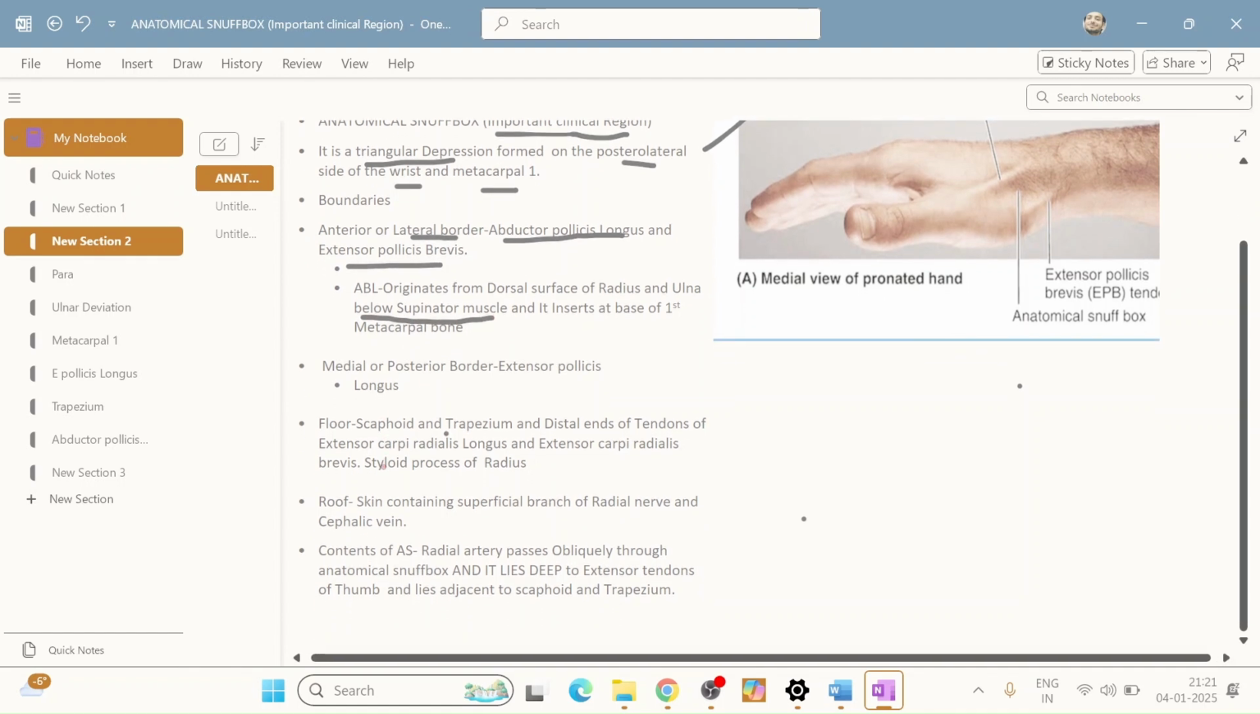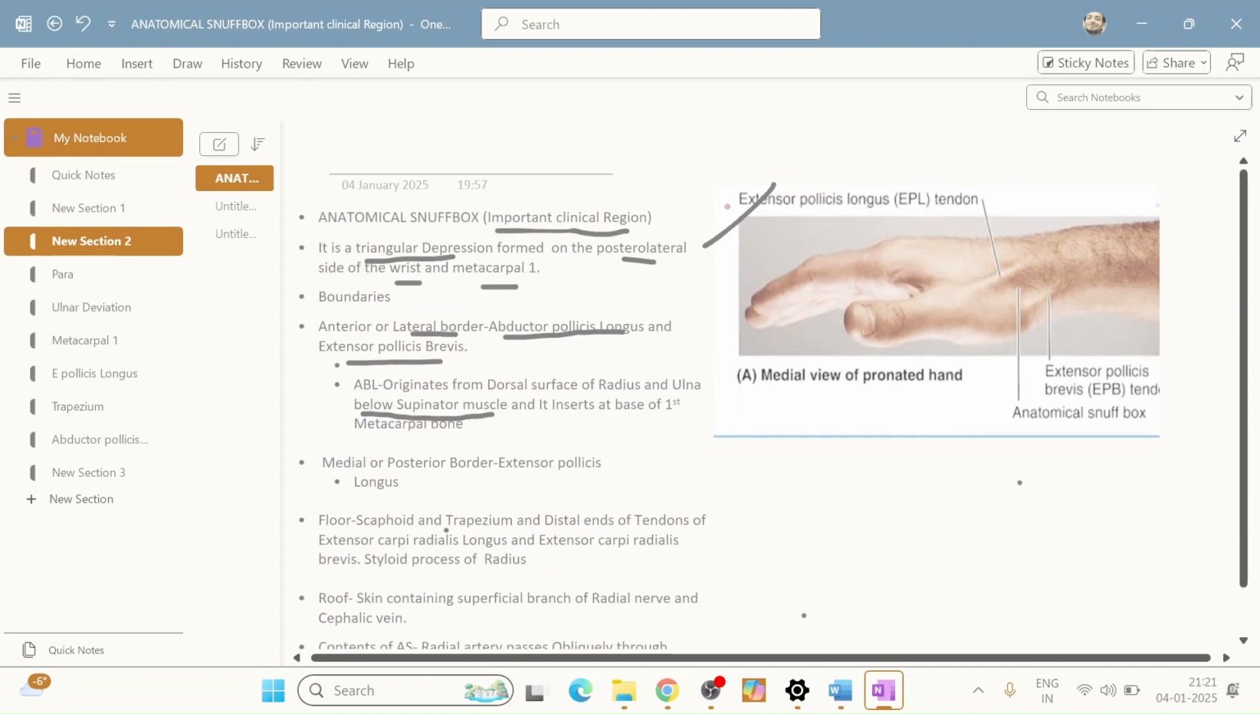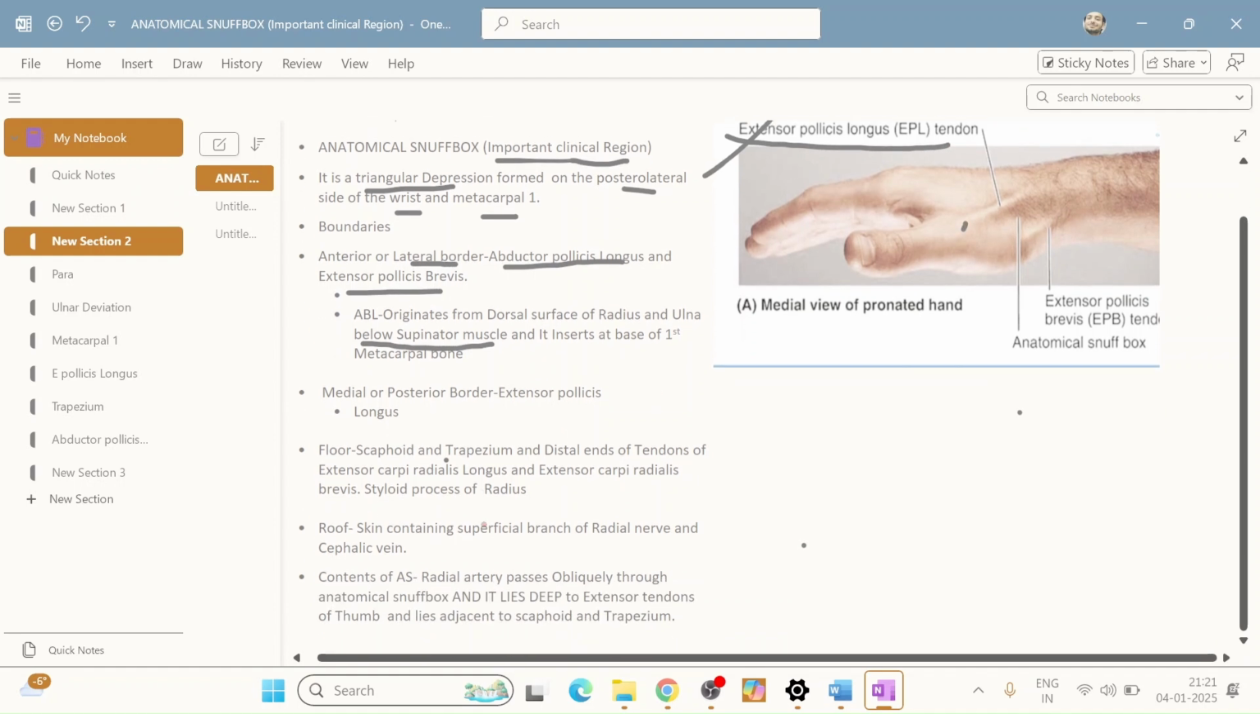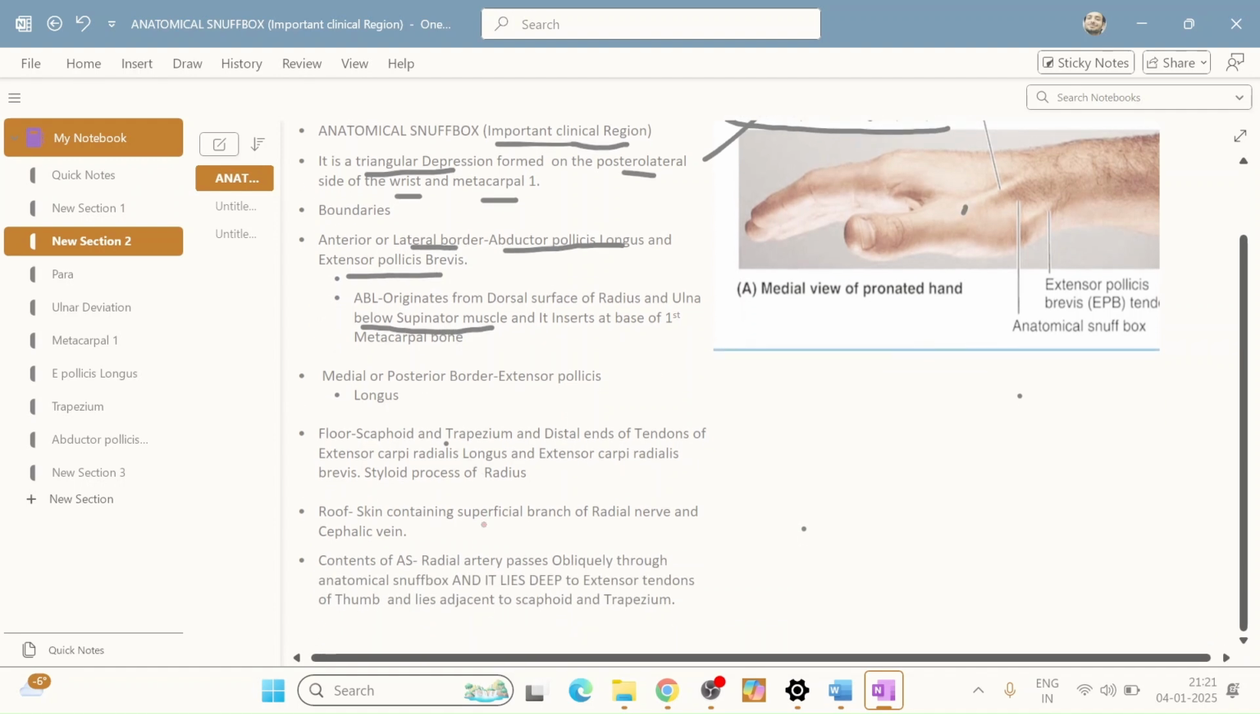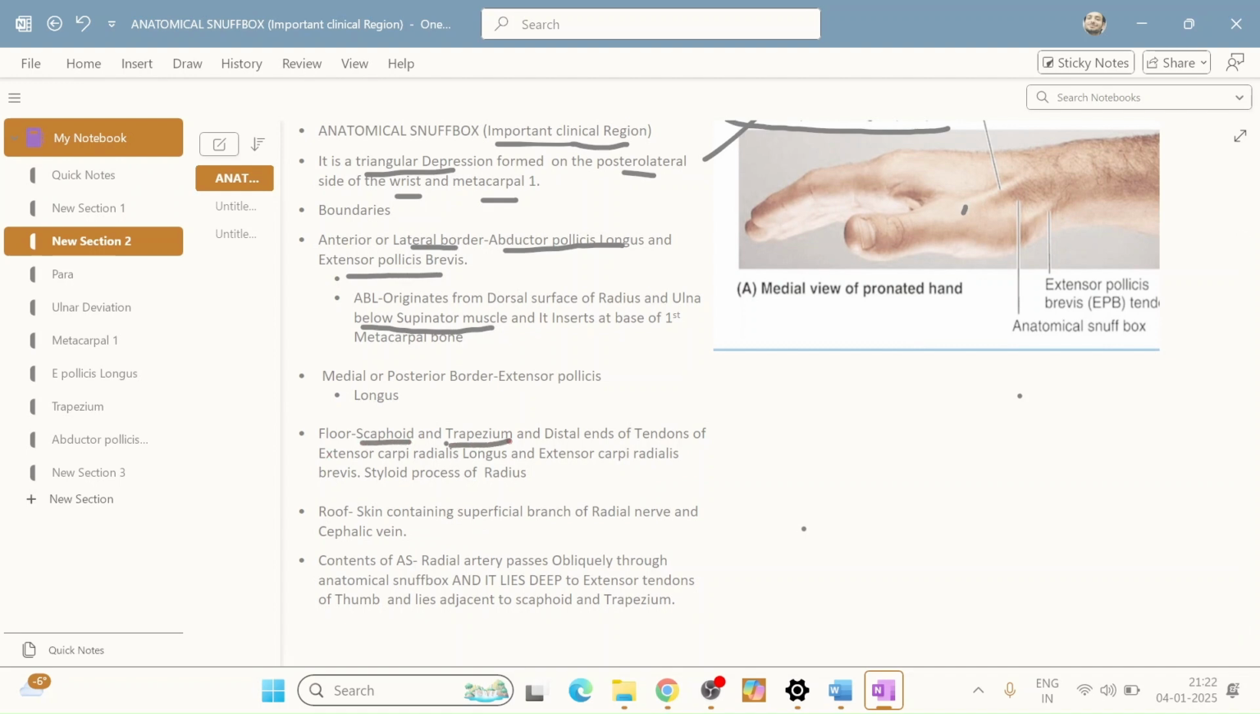Now the medial or the posterior border is formed by the extensor pollicis longus. Here is the extensor pollicis longus tendon, shown in the diagram. The floor of the anatomical snuff box is formed by the scaphoid and trapezium. So here it can be a question: what bones form the floor of the anatomical snuff box?